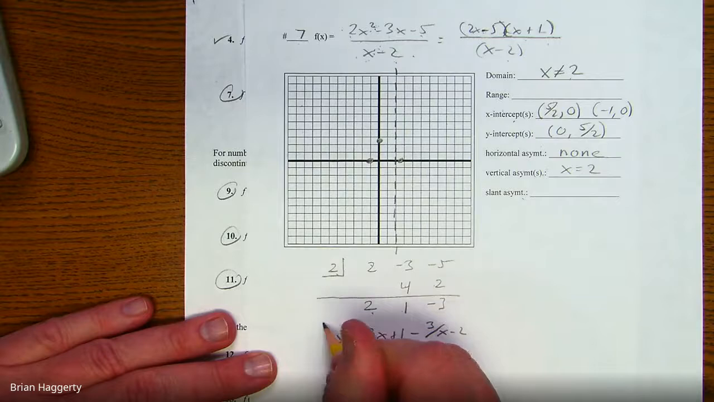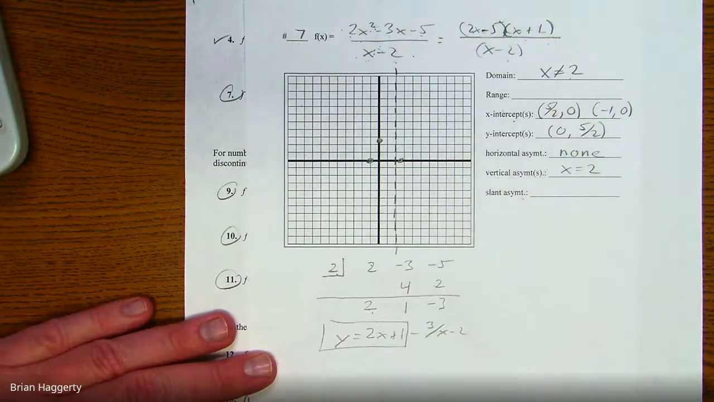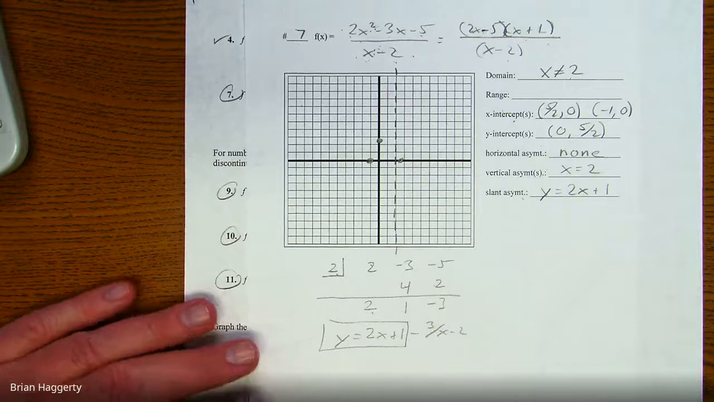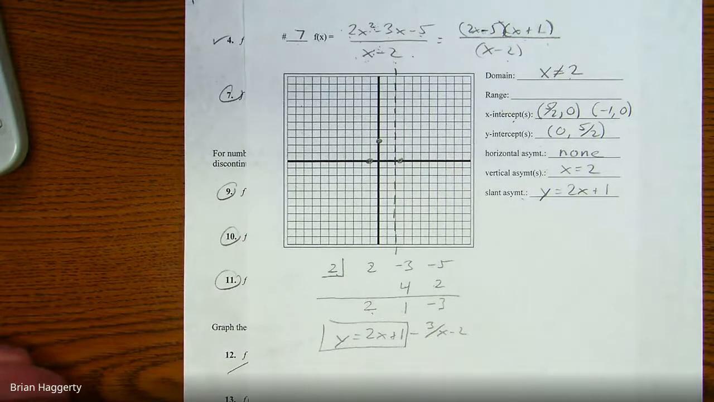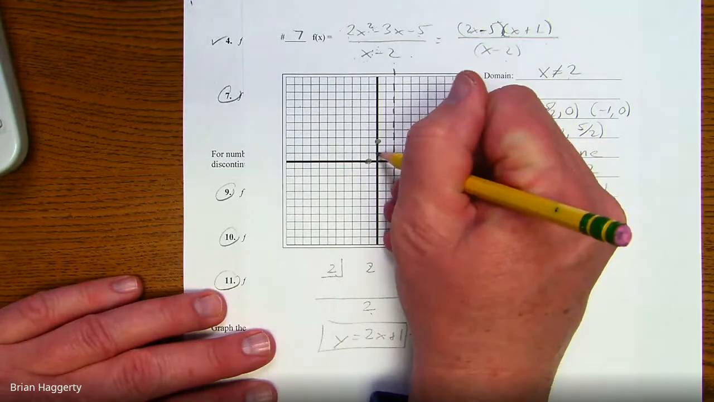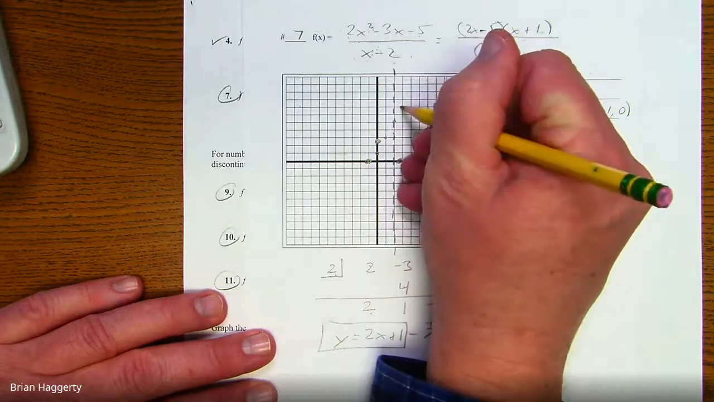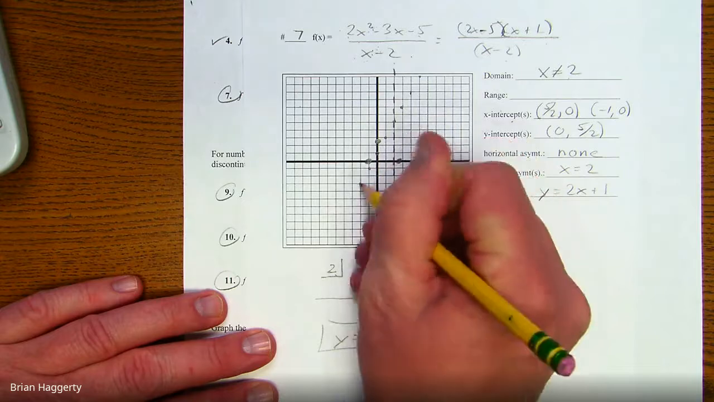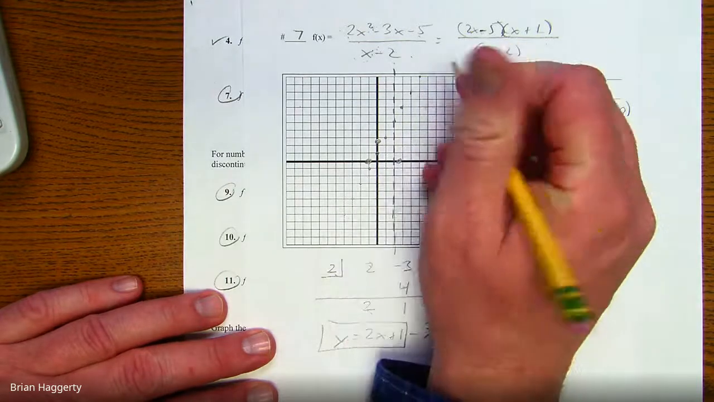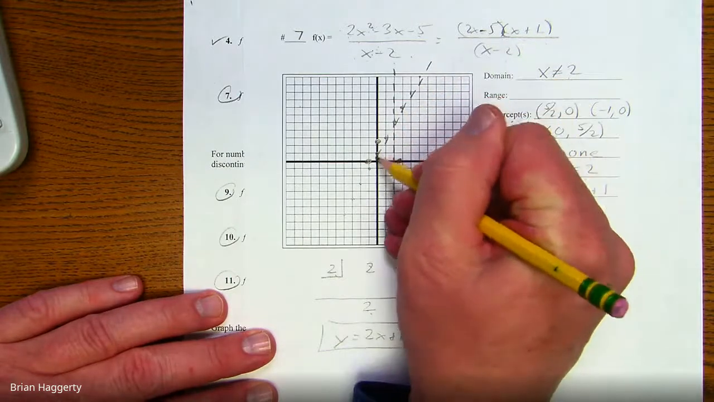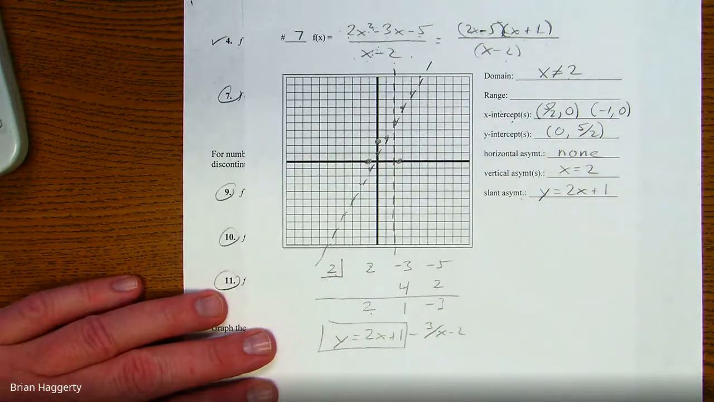Okay, our slant asymptote is going to be the part without the remainder. So that y equals 2x plus 1 is our slant asymptote. So we have a y-intercept of 1, a slope of 2. Looking like that.